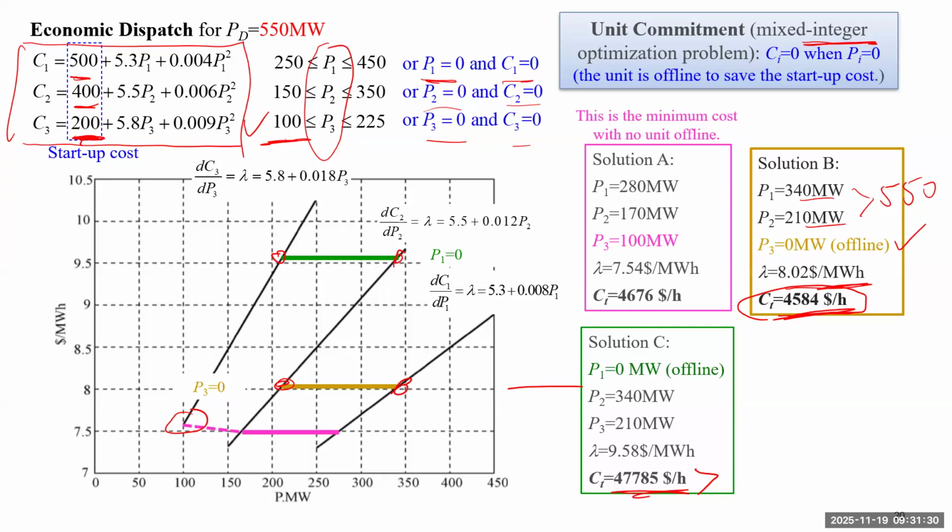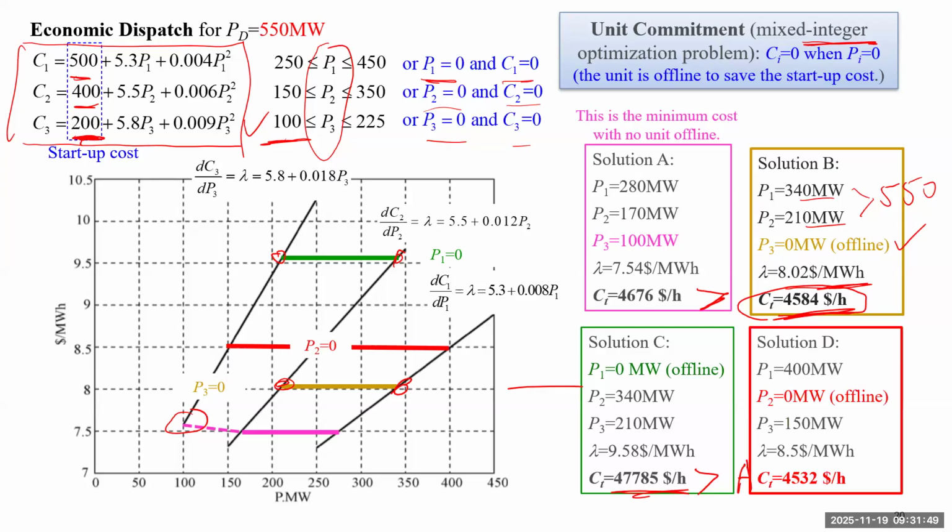So the solution B is cheaper than the solution A. And solution C is more expensive than A. Okay. The third one will be turning off the unit 2. So you move a line intersect with the curve 1 and 3. And this one is even cheaper than A. Okay. So finally, the solution D will be the best solution.